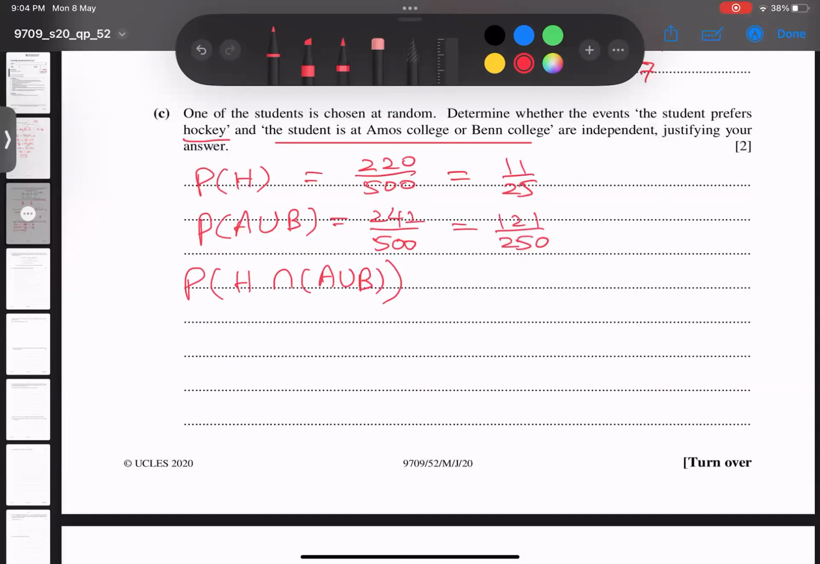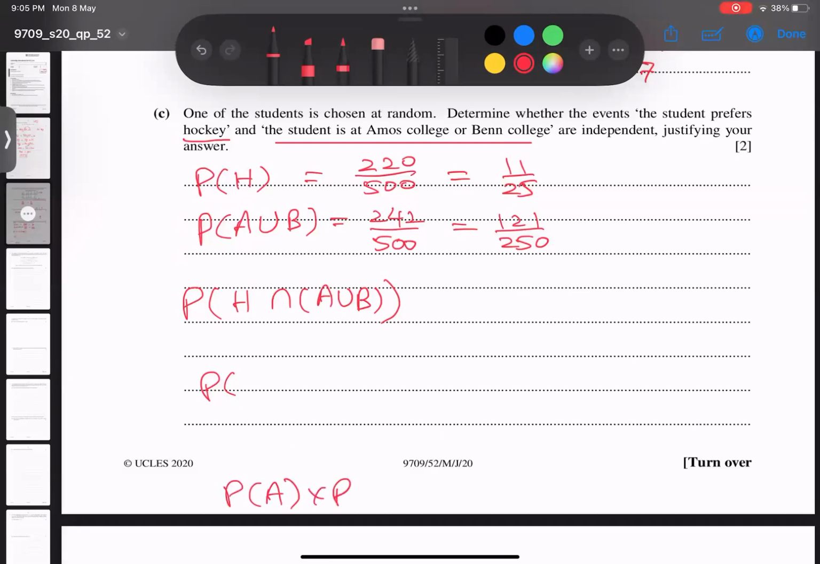So this is done. Now I'm going to do this other part separately. You know it very well: whenever we check whether events are independent, we have to prove it. So what is the formula we have? The probability of A times the probability of B must equal the probability of A intersection B. This is a rule actually. Now we have H behaving like A and A union B behaving like B.